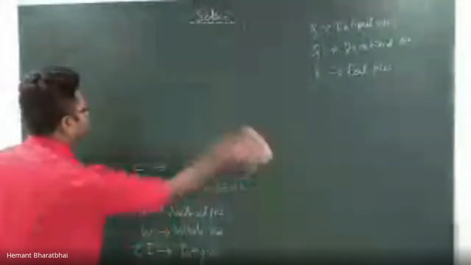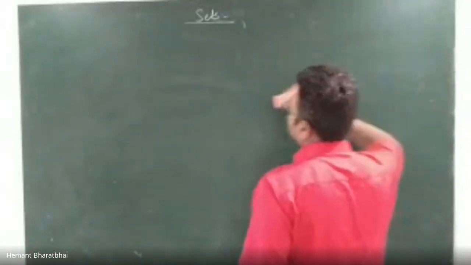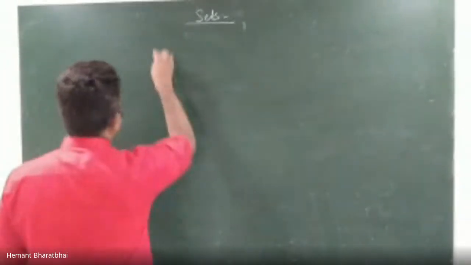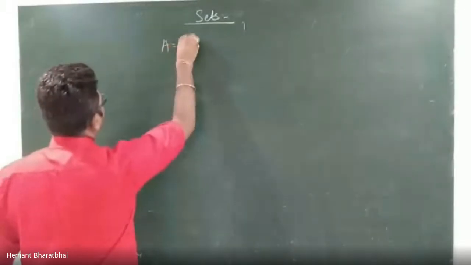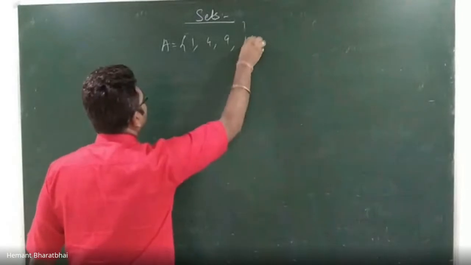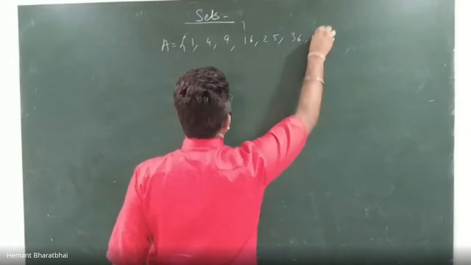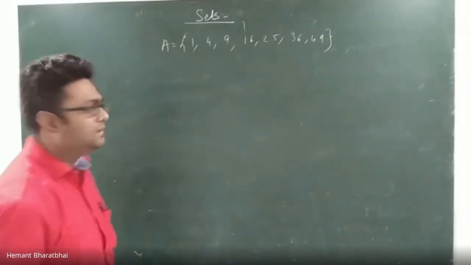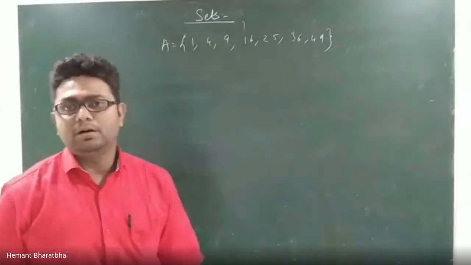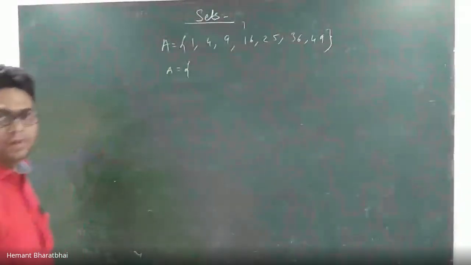Now you know the meanings of the symbols, so we are ready to use set builder form. Let me give you one more example. I have a set A and I write 1, 4, 9, 16, 25, 36, 49. This is in the roster form. Now I want to write the same thing in the set builder form. So how should I write?